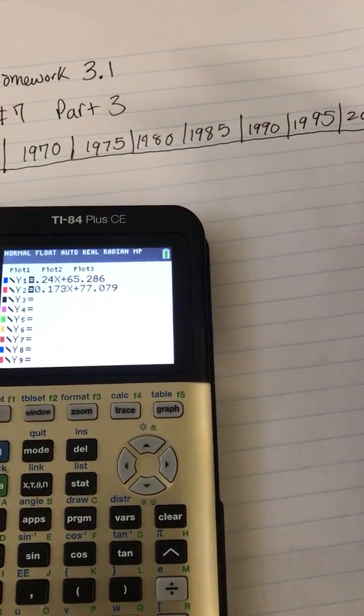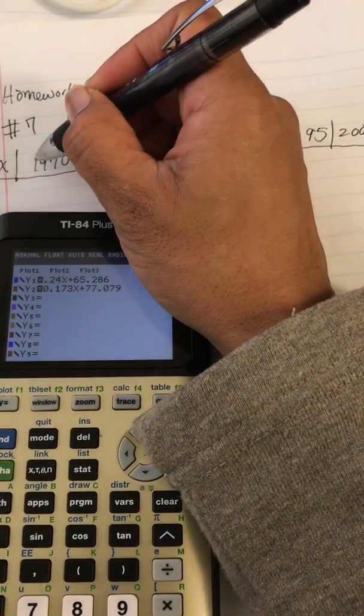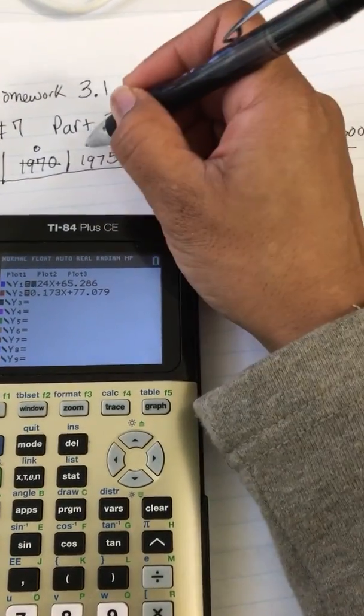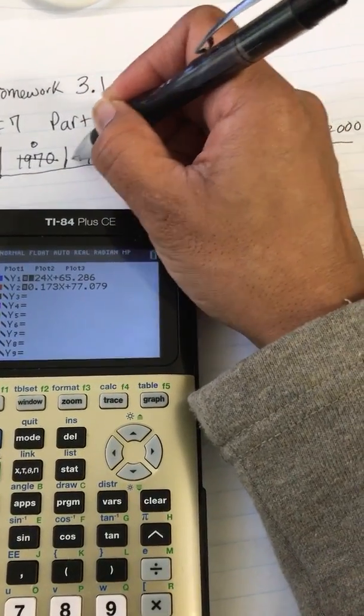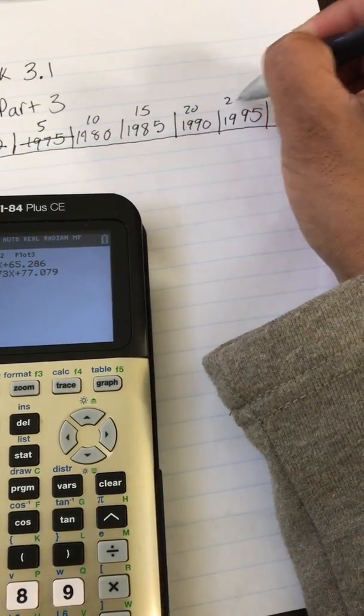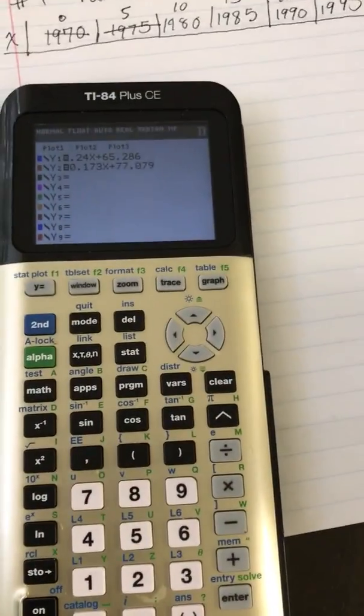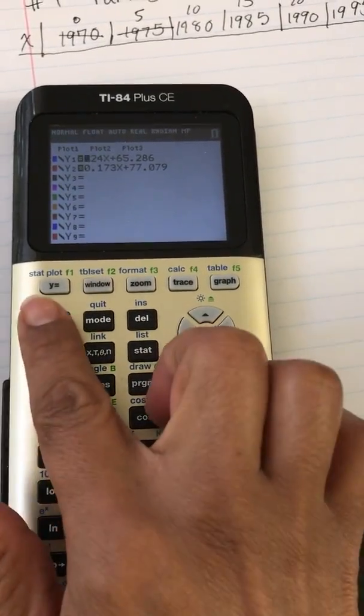Let X be the number of years since 1970. So no years have gone by since 1970, so that will be 0. 5 years have gone by here, 10, 15, 20, 25, and 30. So what I've done here is I've already put these in my list.